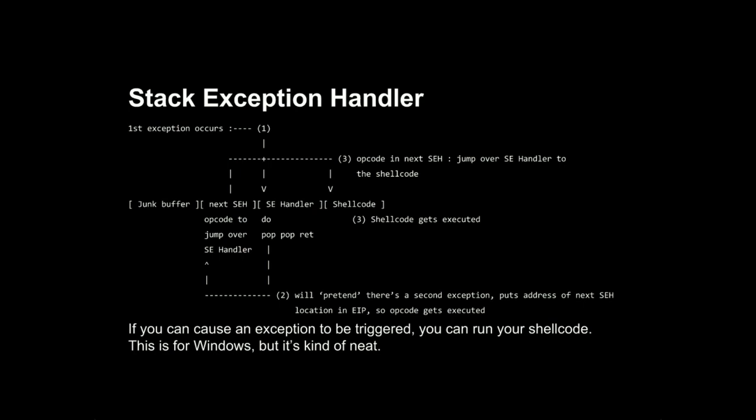SEH is basically structured exception handling. It's a linked list of function pointers. And when an exception is triggered, it just keeps going down the list and checks, is this for this exception? No, keep going. Is this for this exception? No, keep going. Is this for this exception? No, keep going. All the way to the default exception.